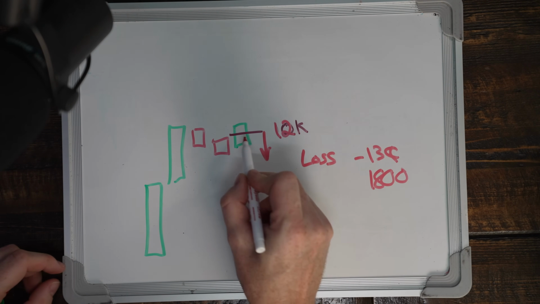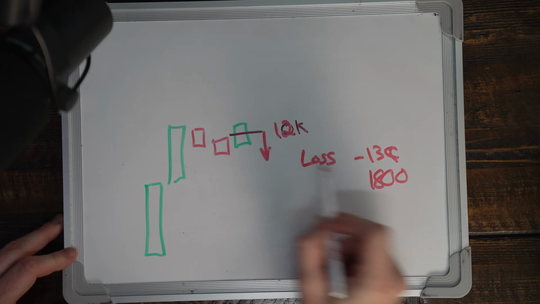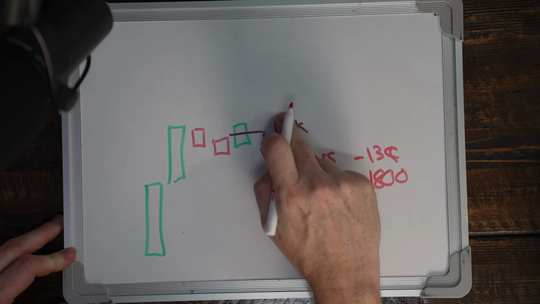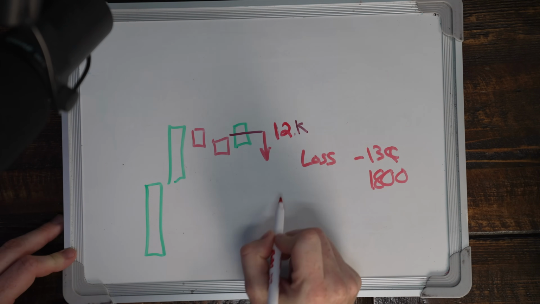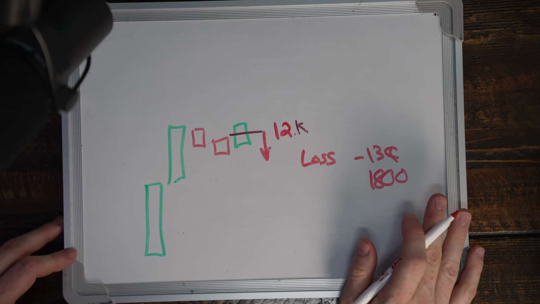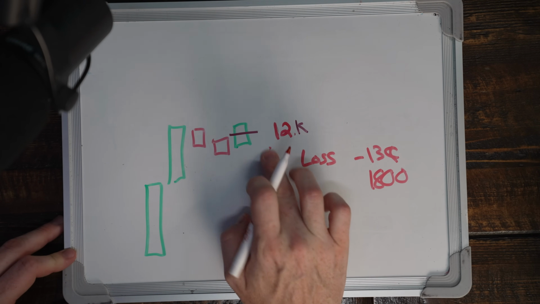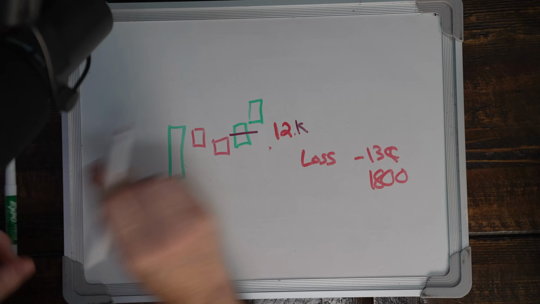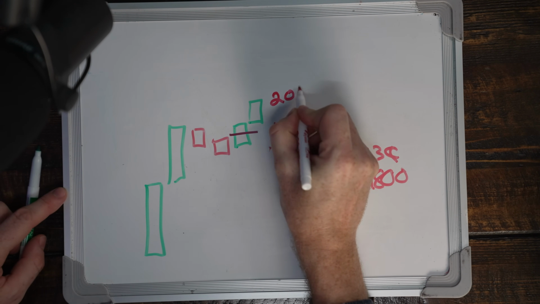Now, if this drops immediately, then I never add to my initial position of 12,000 shares. I had the 12,000 share starter position, that was it. The position went against me, I cut the loss. But if the position doesn't go against me and it starts to move higher, what do I do? I add to the position to go up to 20,000 shares.